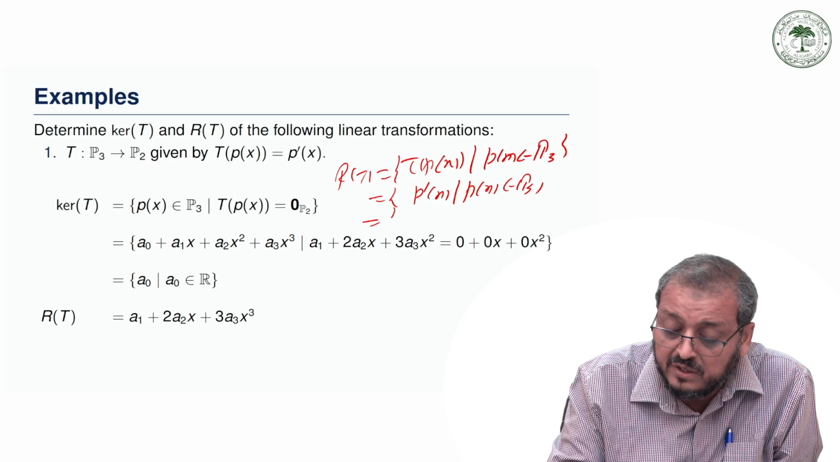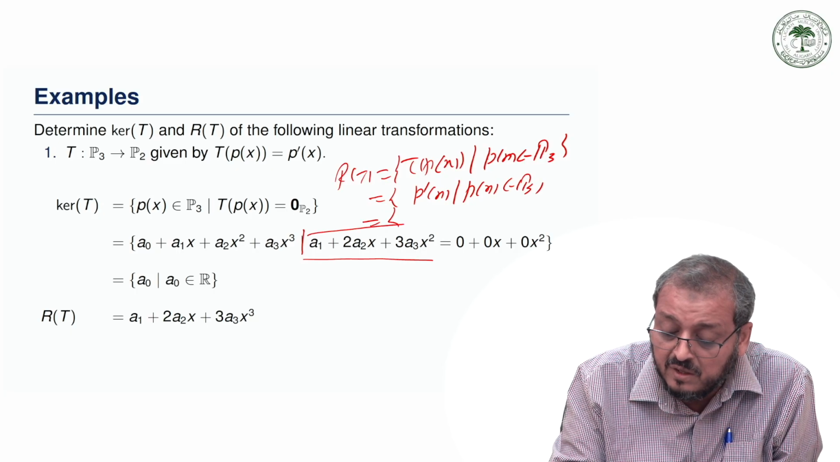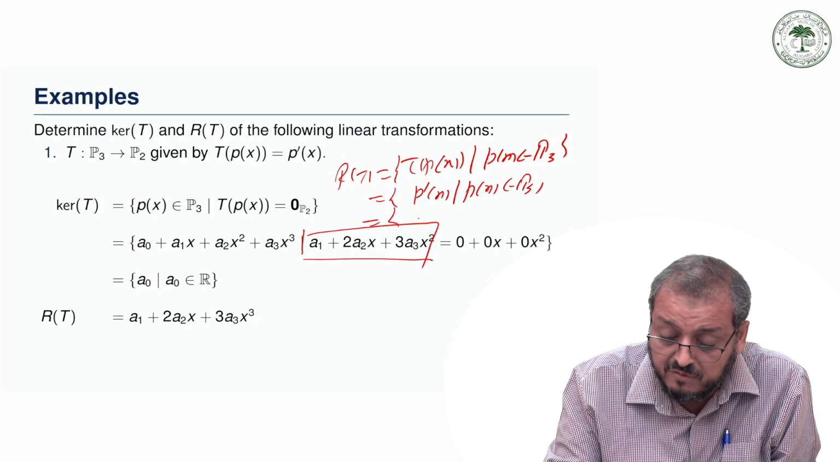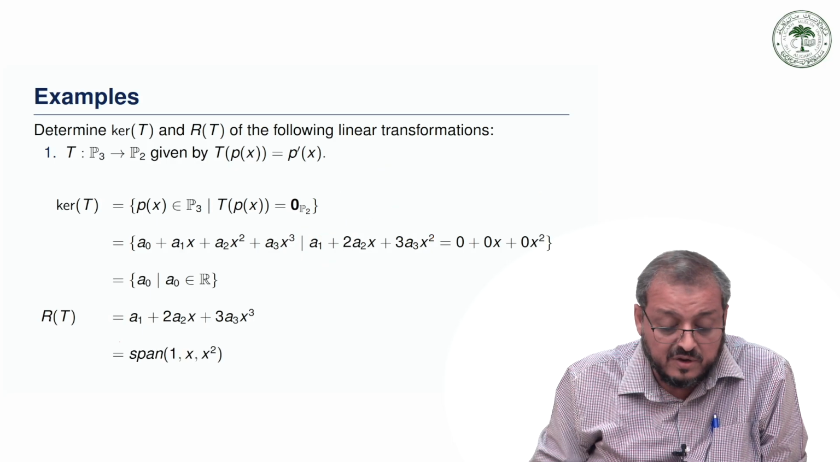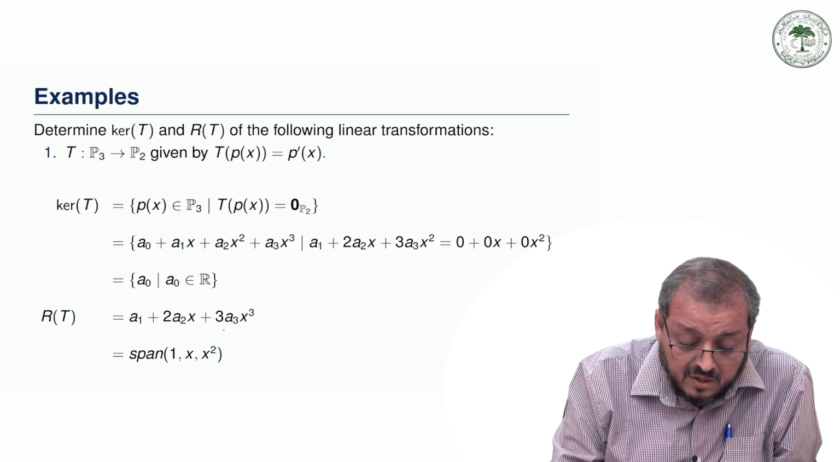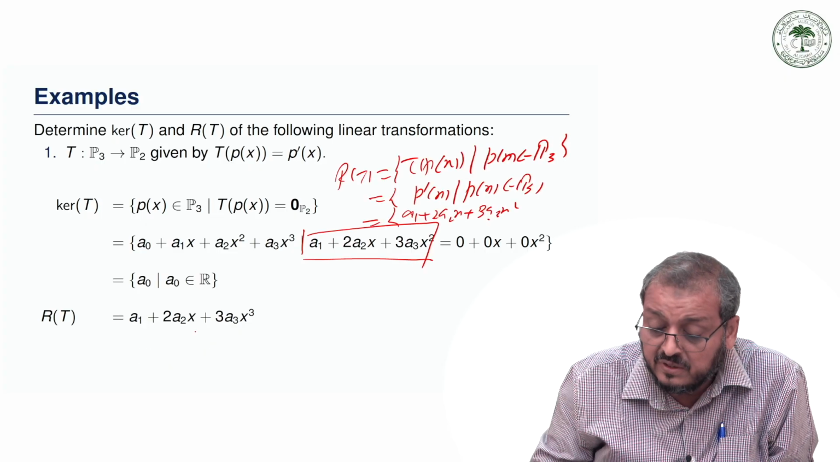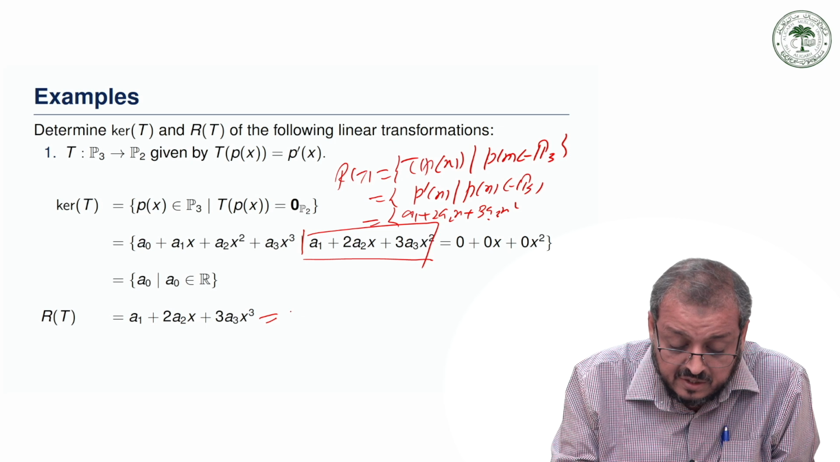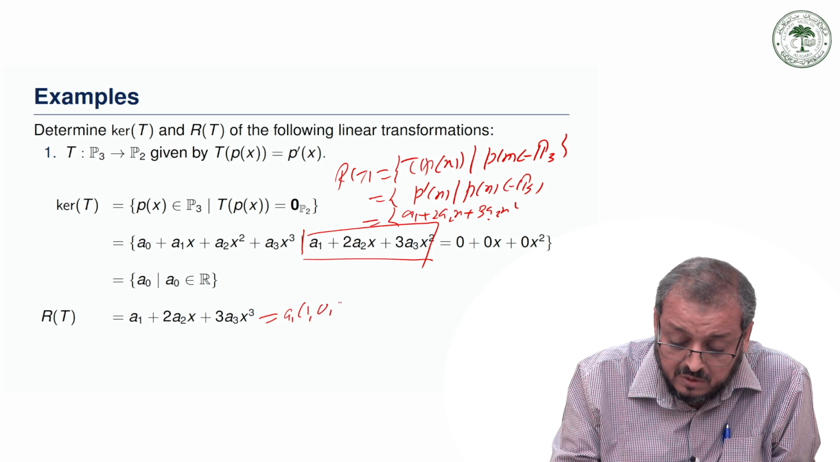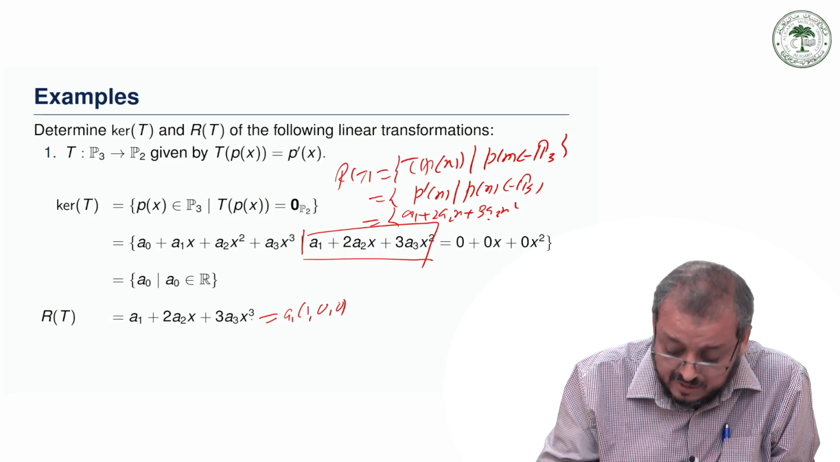We already calculated p'(x) is equal to this thing, so we can write it in the form a1 plus twice a2 x plus 3 a3 x squared. So in R(T) we have elements of this type. Now this element can be written in the form of a1 with 1, 0, 0, then a2, and so on.